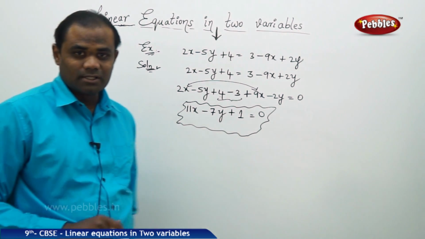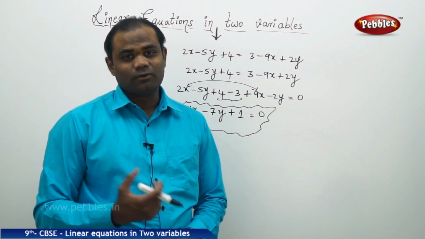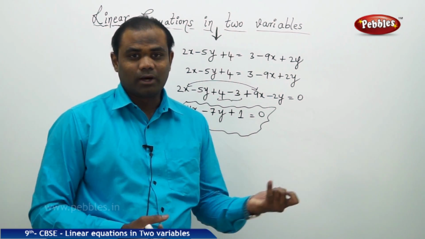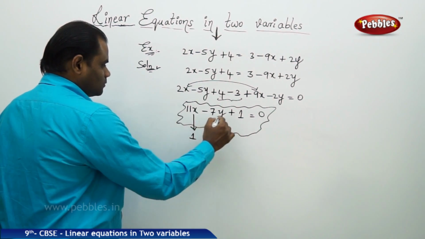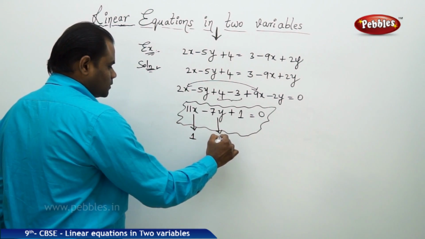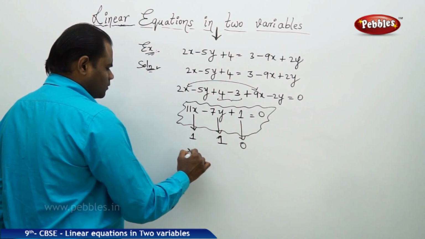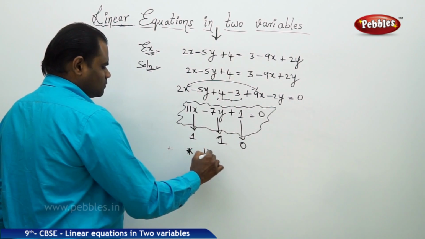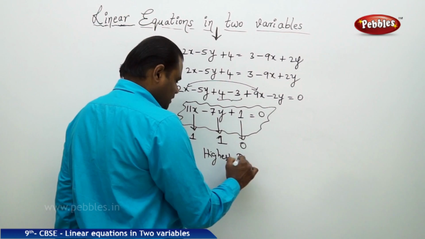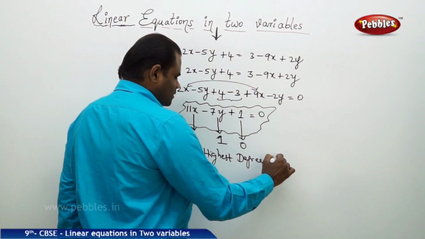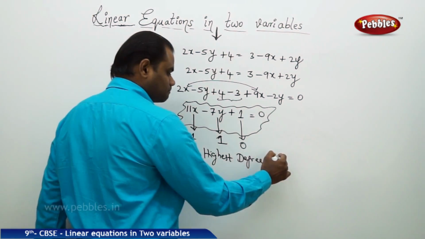So let's see if this is a linear equation in two variables x and y, to be followed with the three rules. Rule 1: the degree of the first term is 1, the degree of the second term is also 1, the degree of the constant is 0. The highest degree out of all these is 1, therefore it's linear.